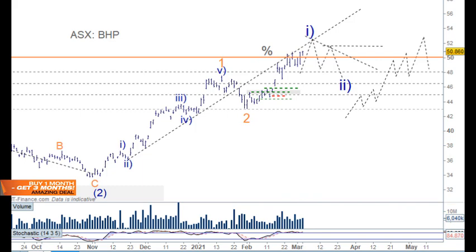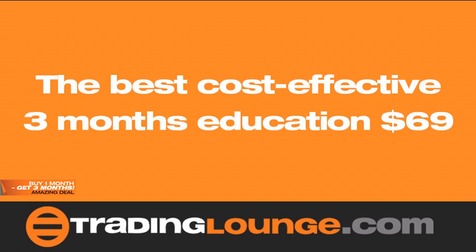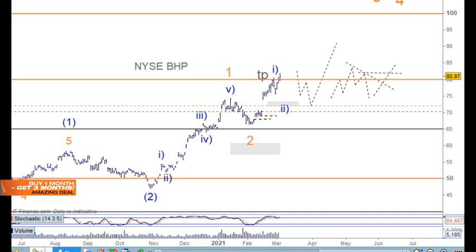And BHP in the US, just to check, that was up a little bit further as well. We're not in this trade anymore, so I can get rid of that. Just keep these, put them out of the way here somewhere. So yeah, look, in a nutshell, we're just looking for a top to come into play and then have an ABC correction and then further to the upside.